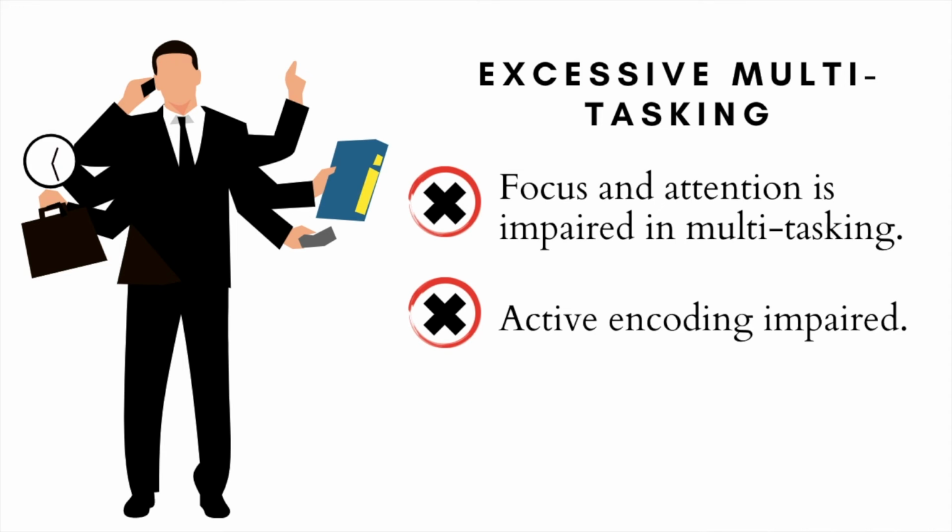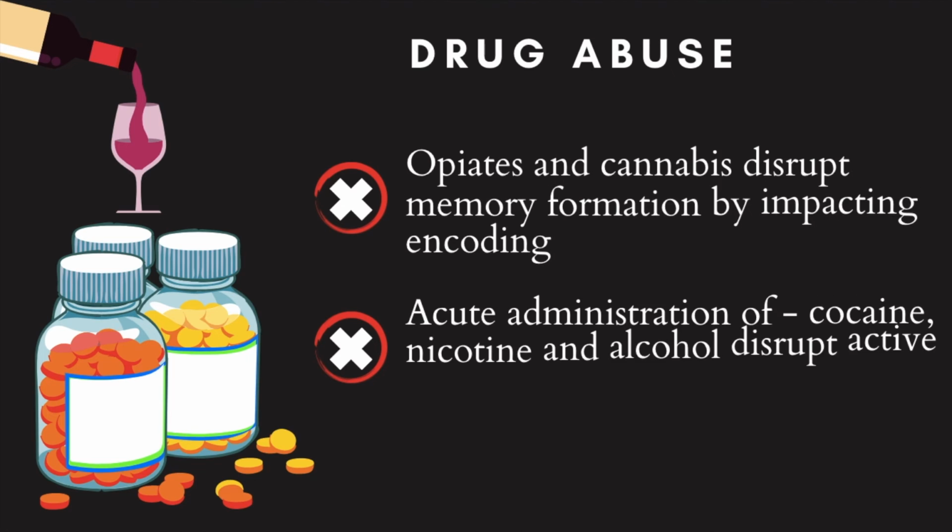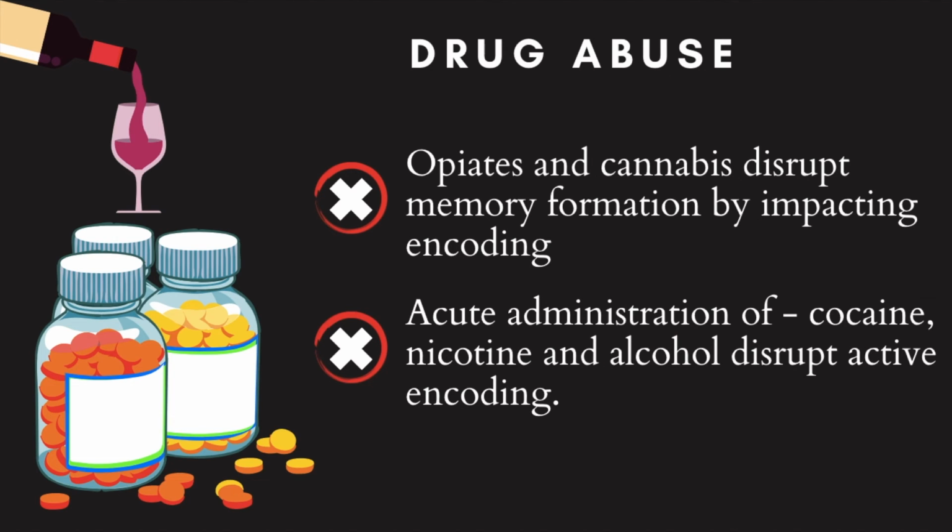All right, so let's look at the last factor that negatively impacts memory encoding. The last factor is drug abuse. While drug abuse has many negative impacts, negatively impacting memory encoding, thereby disrupting the formation of memory, is one of the prime negative impacts of drug abuse. Specifically, consumption and acute administration of drugs in the category of opioids or cannabis, cocaine, nicotine, and alcohol actively disrupt the memory encoding processes.